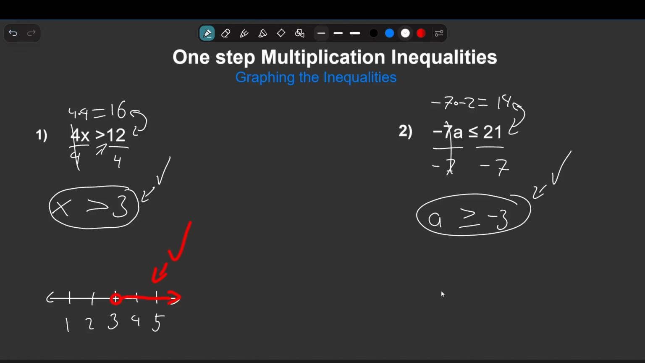And now to graph this on the number line, first of all, we're going to draw the number line. So take a straight line right here, a couple of arrows on the left and the right, and we're going to put our -3 in the middle. Let's do a couple digits to the left and a couple digits to the right. So we get -1, -2, -3, -4, and -5.